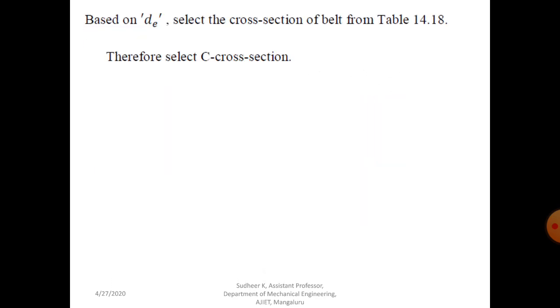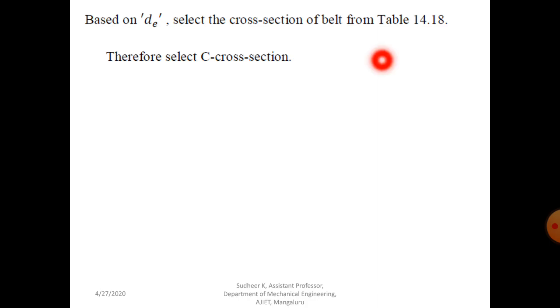So now we'll proceed with step 2. Based on DE, we have to calculate the cross section of the belt. Before proceeding with step number 2, first we have to select which type of belt cross section we have to design. Now based on DE, you have one more table, that is table 14.18. Based on this table, we can determine which type of cross section, because you have 5 belt cross sections starting from A to E. You can select from this table.